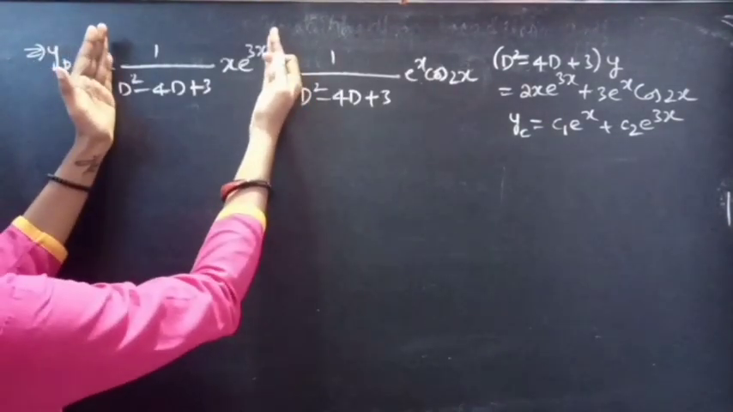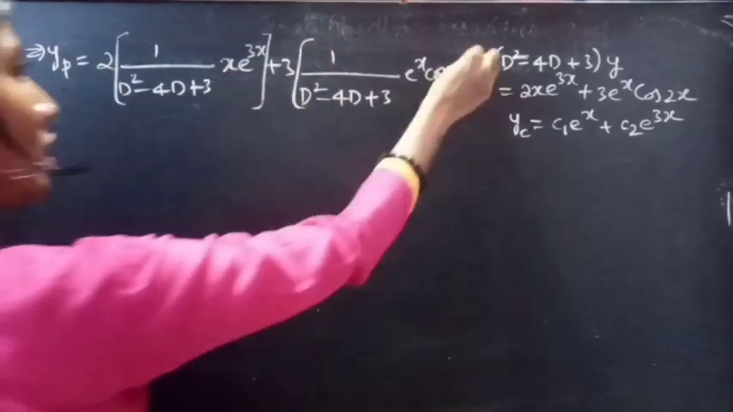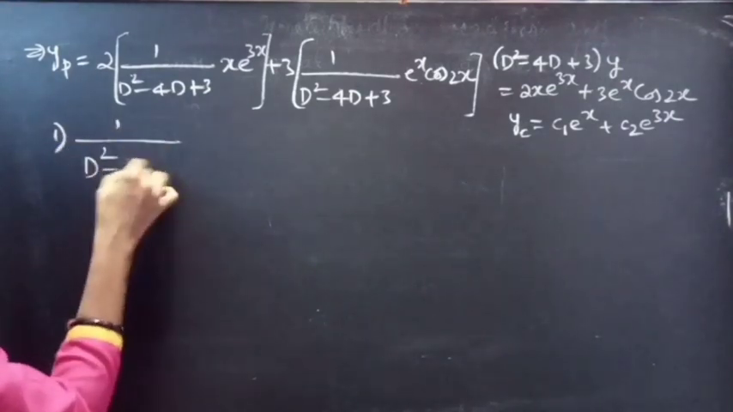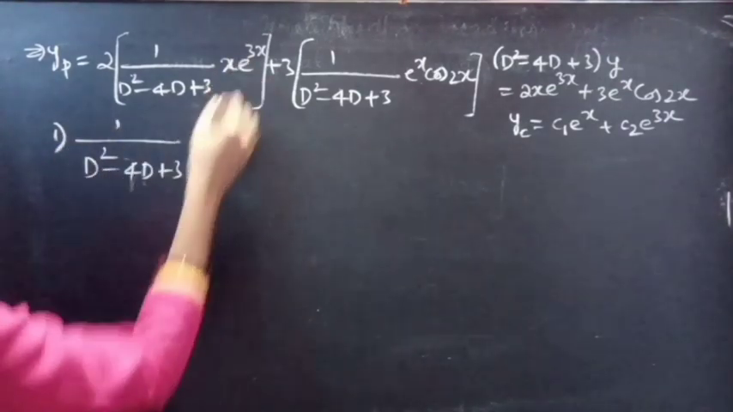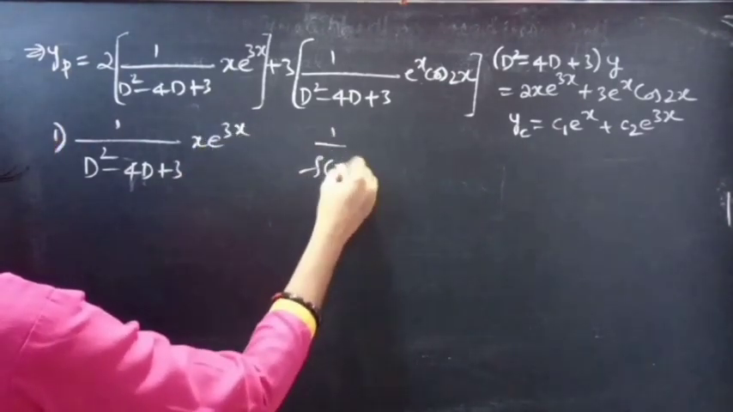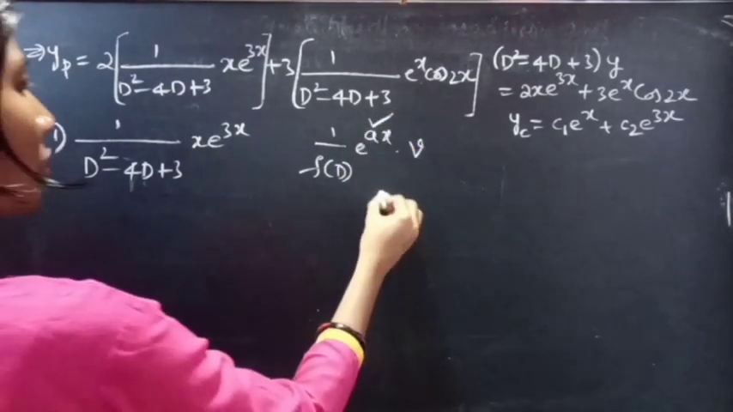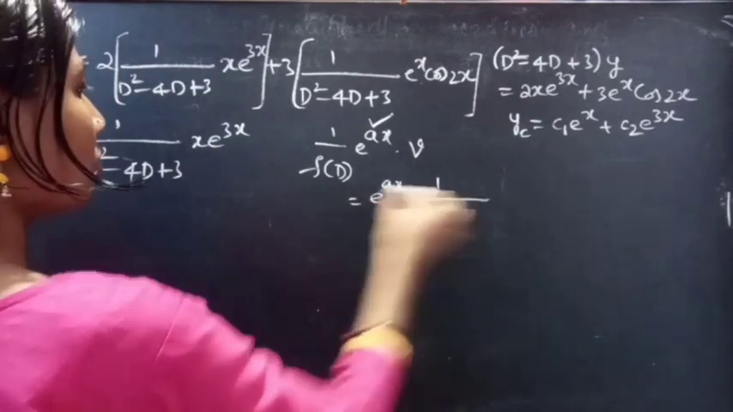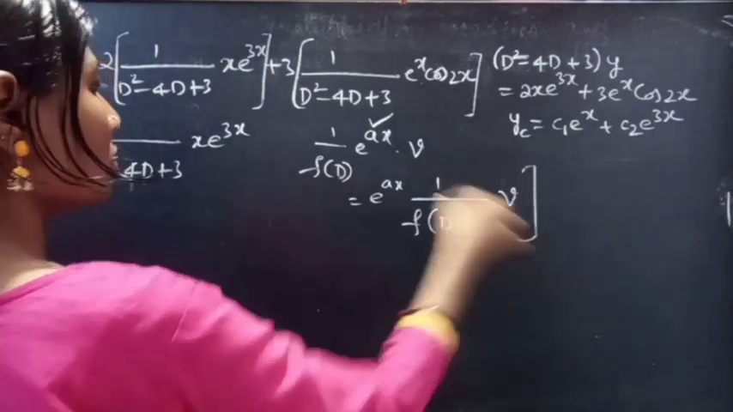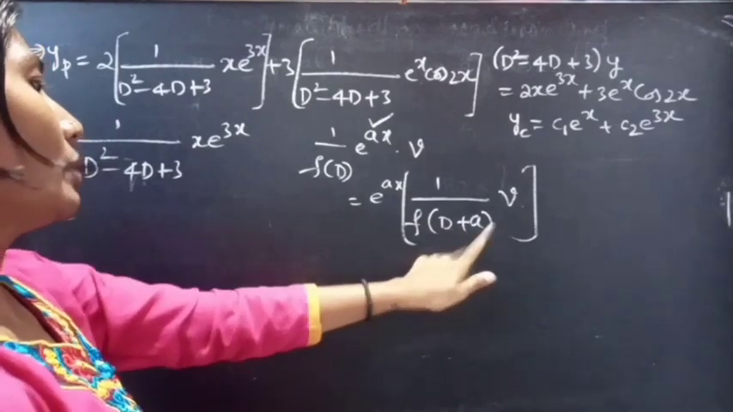Now let's find each term separately. Okay, for our convenience, we'll find each term separately. First one, I'll find 1 by f of D into x e power 3x. This is of 1 by f of D into e power ax into v form, right? We'll shift e power x towards left by replacing the differential operator D with D plus a, and later we'll operate v with 1 by f of D plus a.